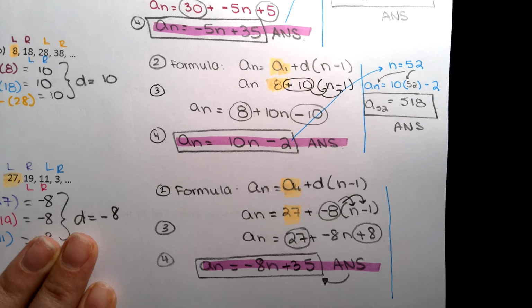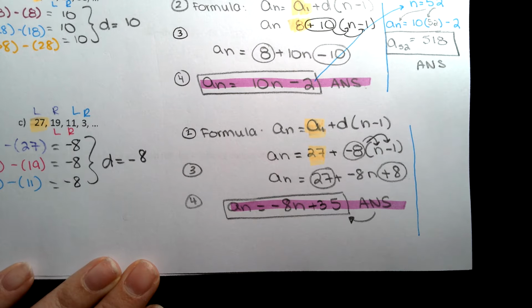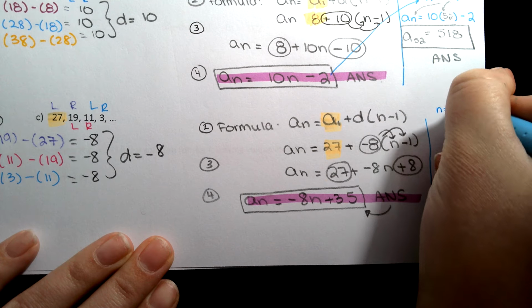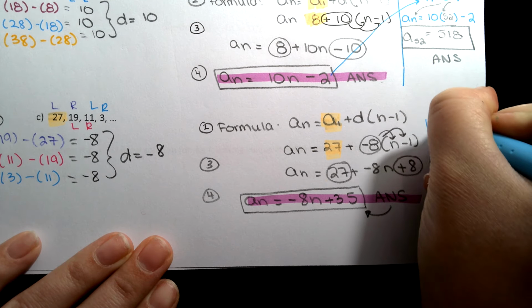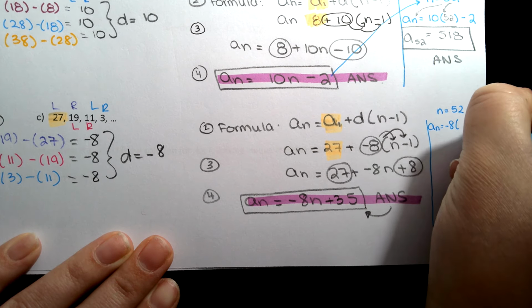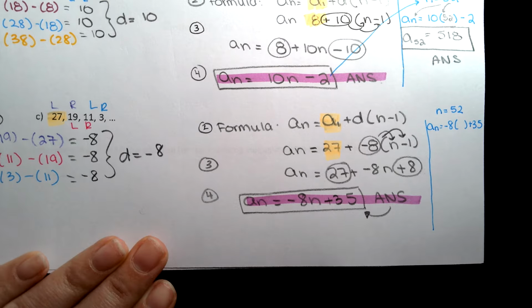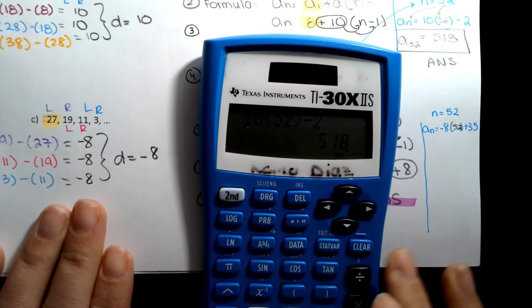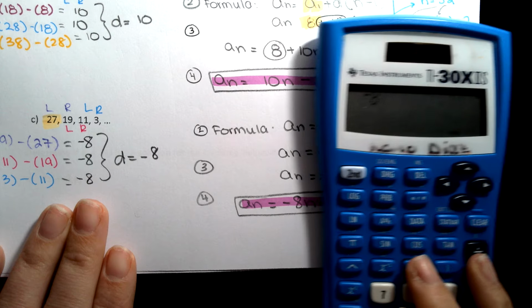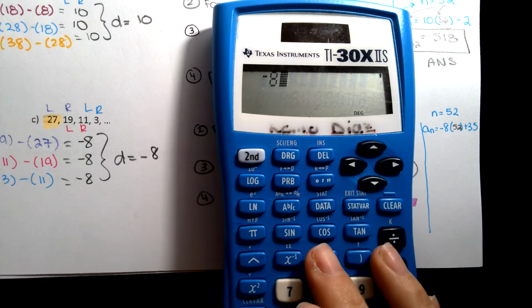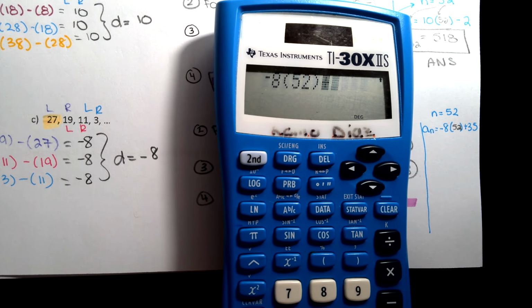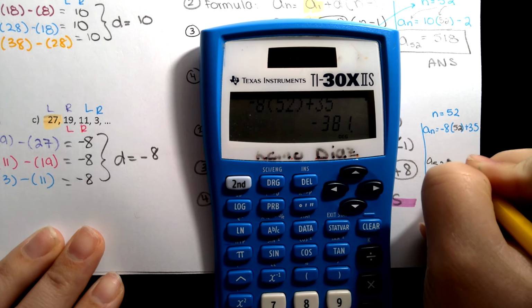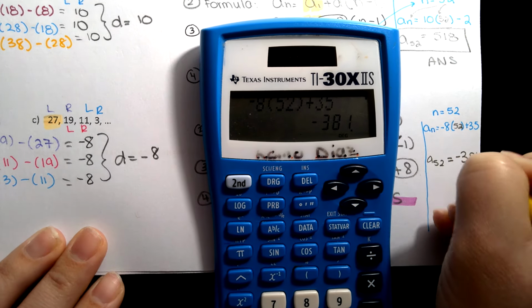Okay, last one, kind of barely giving us enough space, so maybe I'll do it here at the bottom. It's okay. I'll try to make it work. So n is equal to 52. Let's write out our equation. A sub n is equal to -8, open, plus 35. Put in the 52. Type that into the calculator, -8, open 52, close it, plus 35. And again, we're going to use subscripts. So A sub 52 is equal to -381.